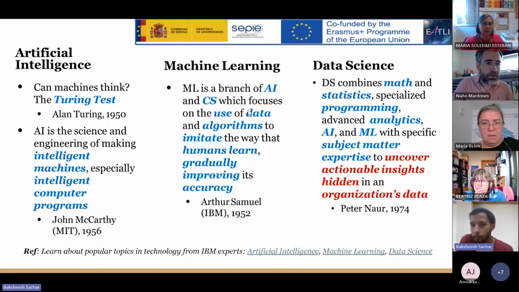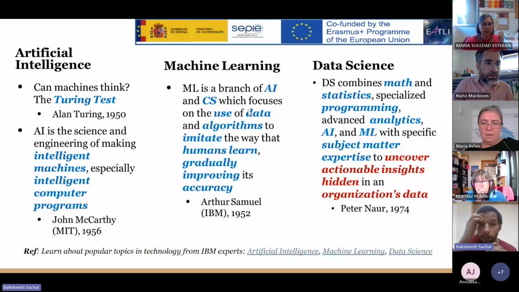Moving on, data science. Data science is primarily something which focuses on the statistics part of it, using statistics and analytics to create actionable insights from a particular data set. I'll come forward to some examples of that as well in further slides.